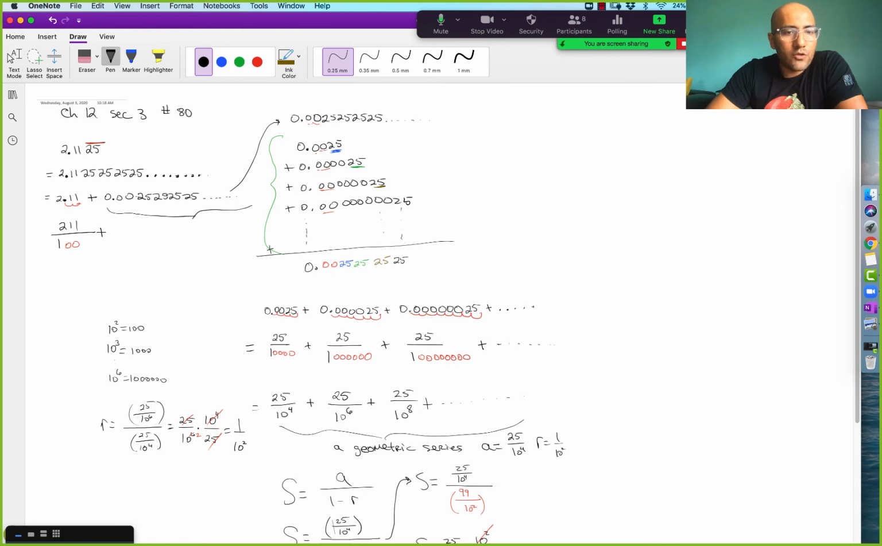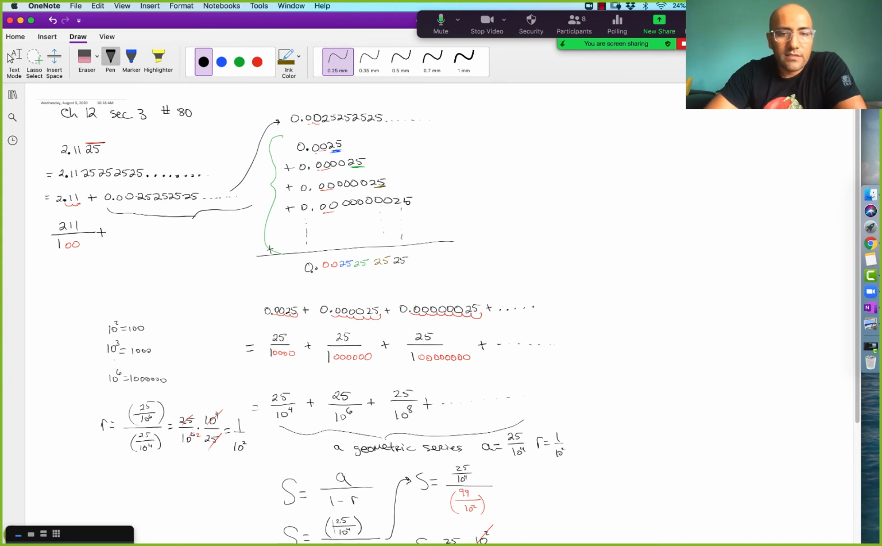We broke it up into two pieces. The part that does not repeat is this part. Okay, that's easy to find. So we have this fraction equals 2.11, done, right? It terminates there. Okay, now this part that goes on forever, we break it up into a sum of individual decimals that each on their own terminate.